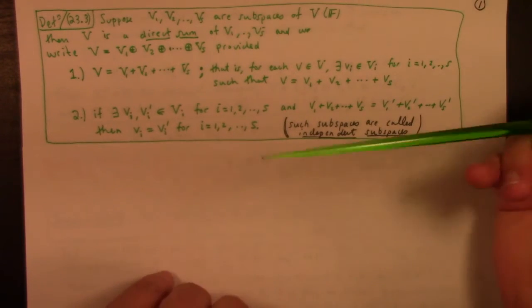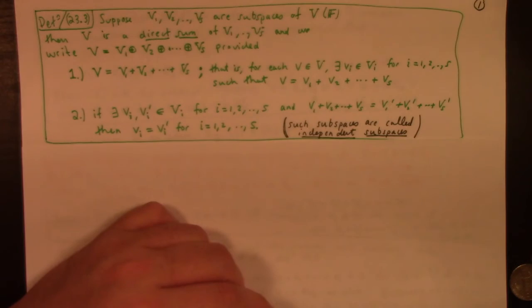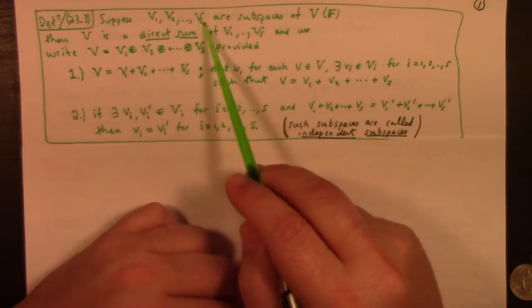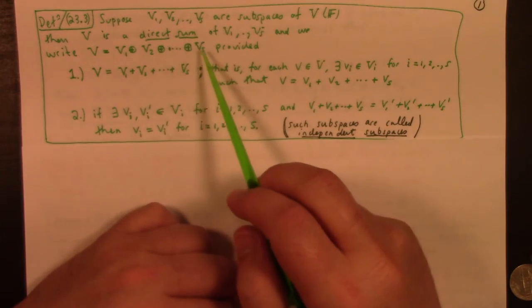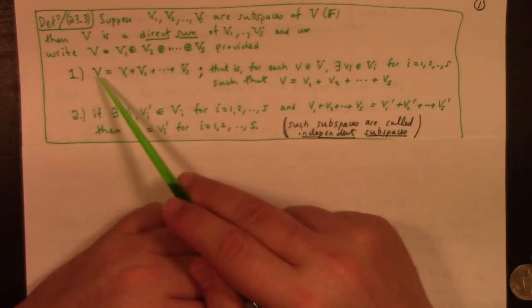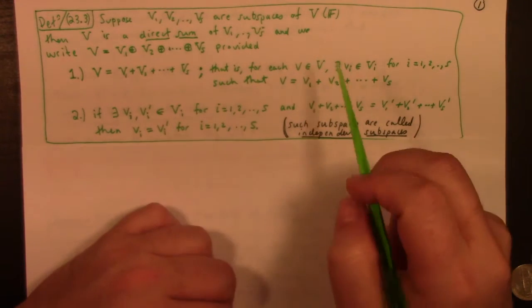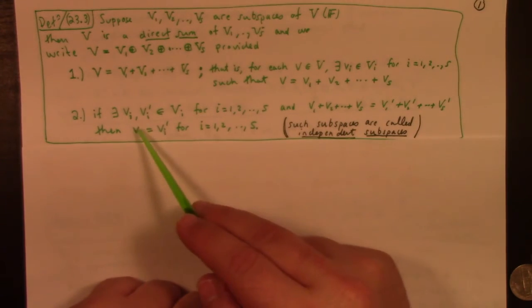Alright, let's talk about direct sum decompositions. We're continuing into section 23. So here we go. If you have subspaces V1 through Vs of a particular vector space V, we say V is the direct sum if any vector in V can be formed from adding together vectors in each of the subspaces. And also we have some sort of independence condition too.